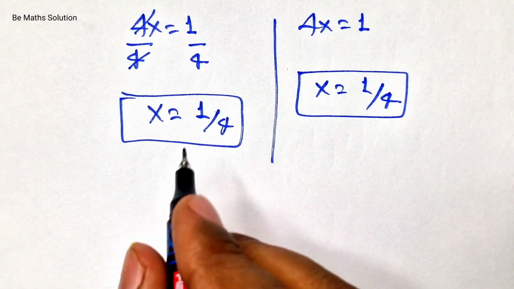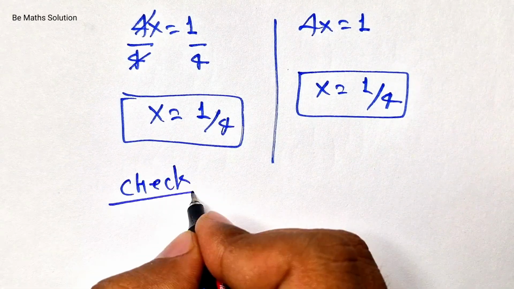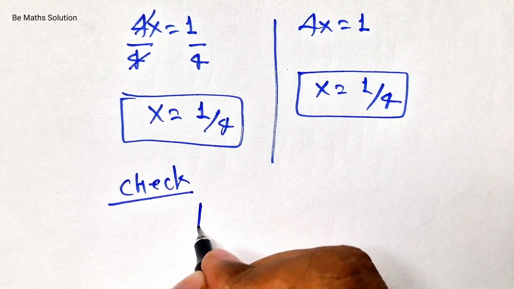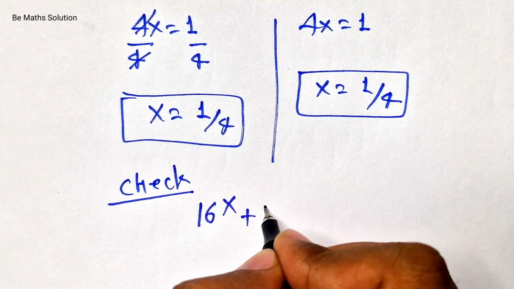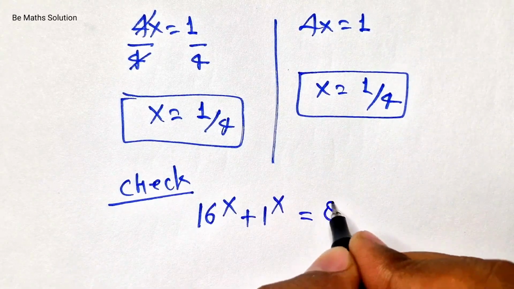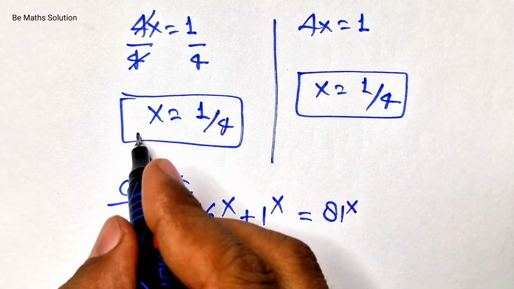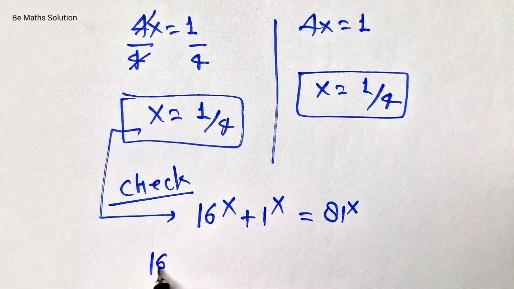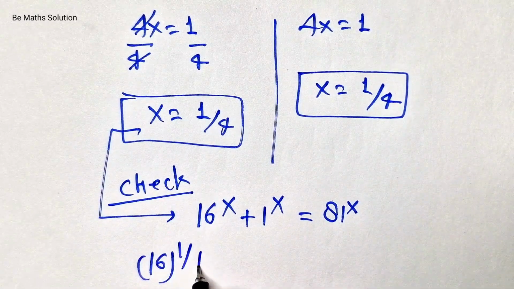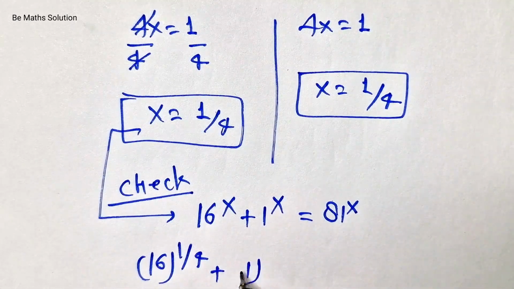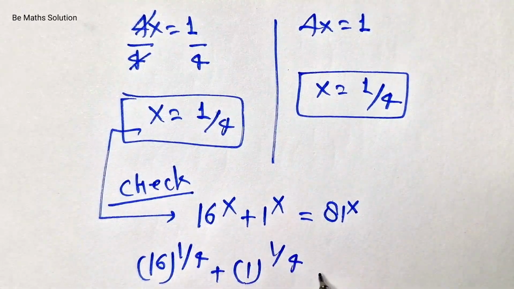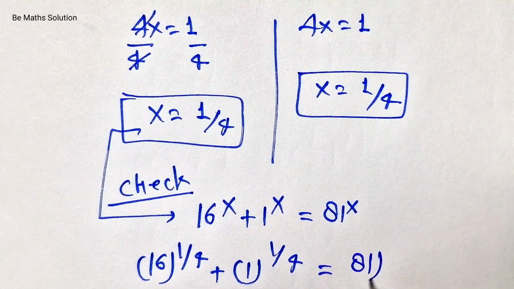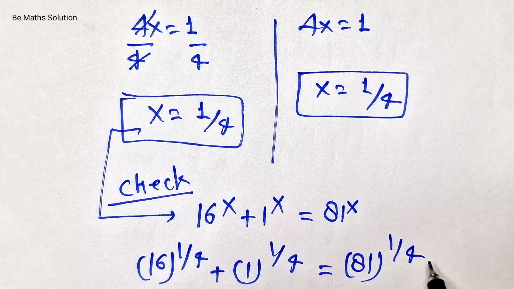Let's check this answer. Our problem is 16 to the power x plus 1 to the power x is equal to 81 to the power x. Put the value of x in this equation. So it will be 16 to the power 1 over 4 plus 1 to the power 1 over 4 is equal to 81 to the power 1 over 4.